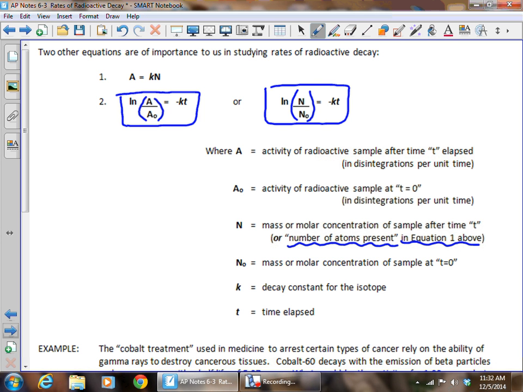But regardless, it honestly doesn't really matter which one you use. It's just kind of semantics. But you should use the A one for activity, the N one if you're dealing with numbers of particles, moles, etc. So one thing that will really help you out, this is a decay situation. So the bottom number, in both equations, is always the biggest. If you've got a bigger number on top and a smaller number on bottom, you've done something wrong, because as time passes, you're always going to get a smaller and smaller amount of that material remaining.